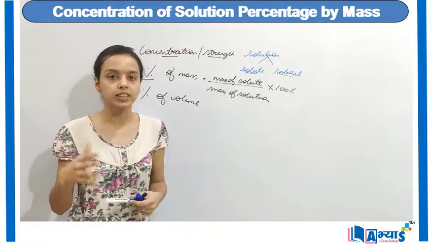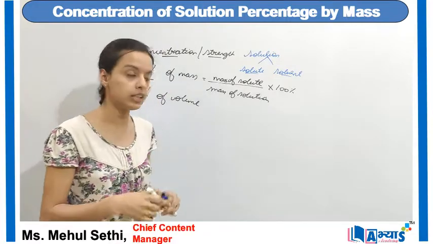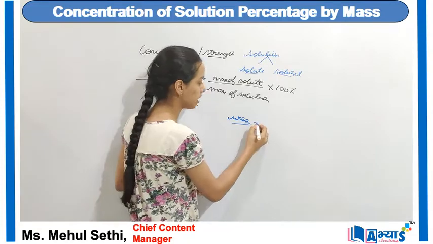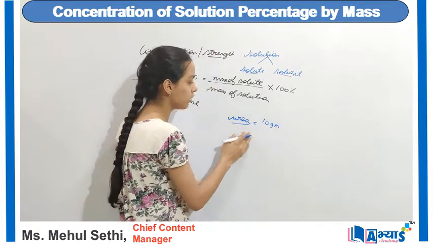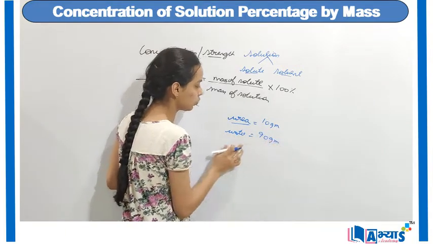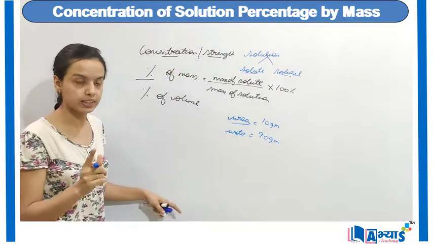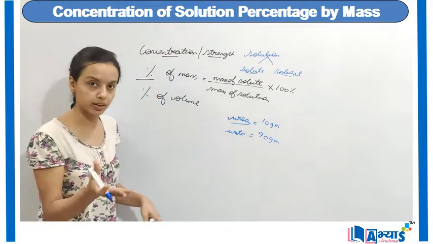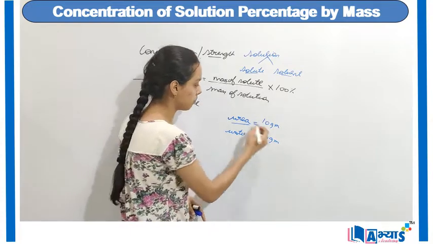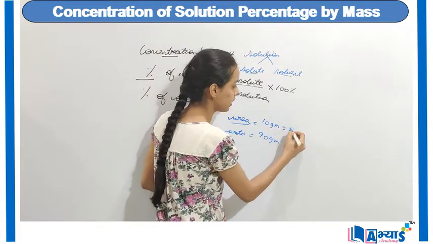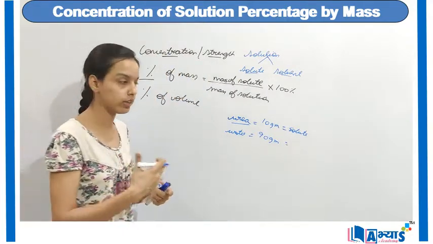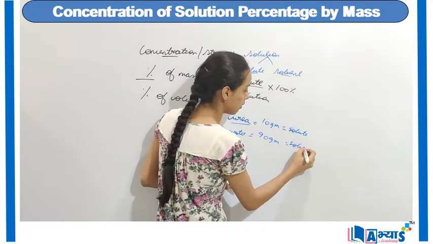Let us now discuss an example based on concentration by mass. For example, I have 10 grams of urea, which is solid, mixed in 90 grams of water. Both of them are in the solid-state measure, grams, hence I can use the formula of percentage of mass. Urea, being in the lesser quantity, is the solute, and water, being in larger quantity, is the solvent.